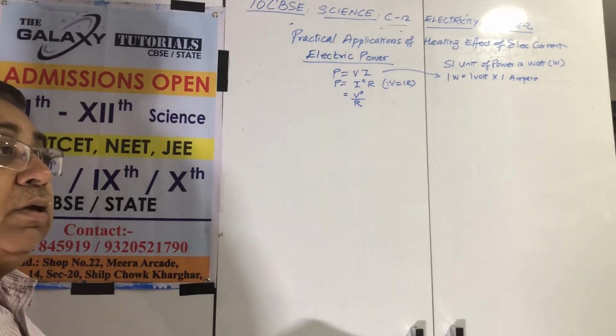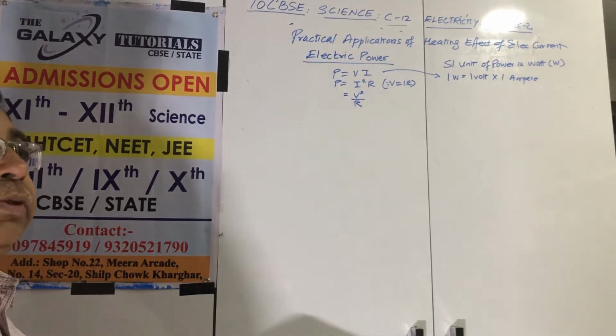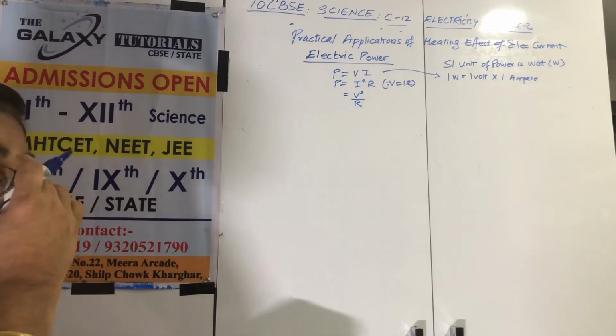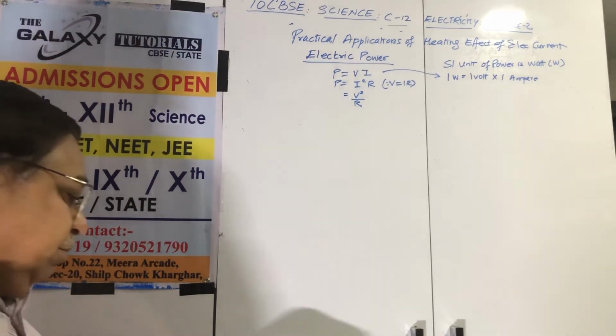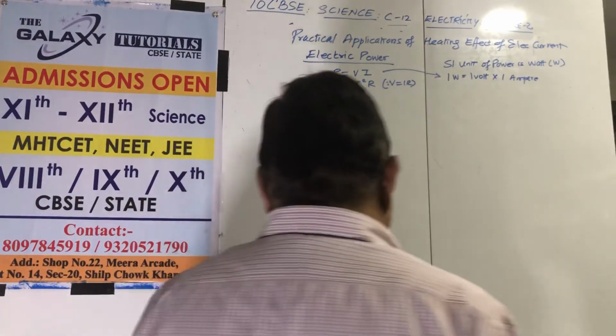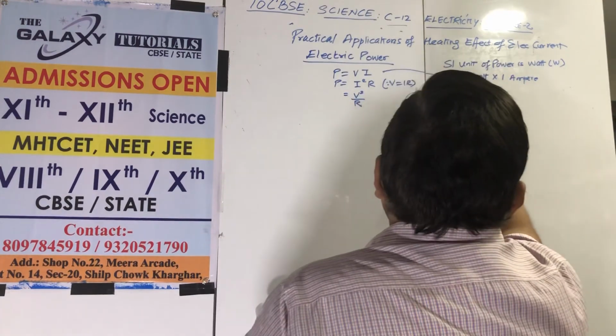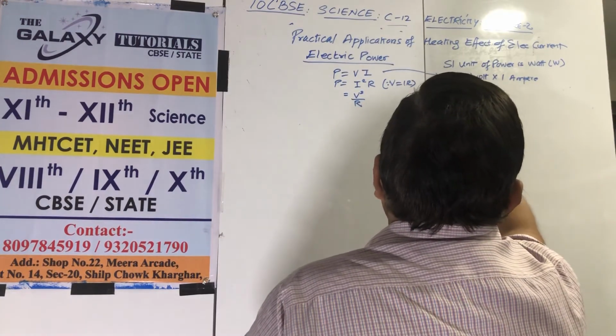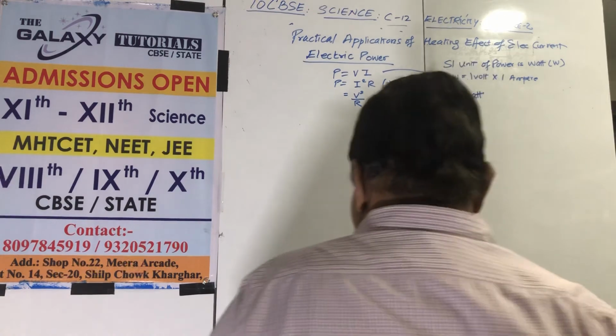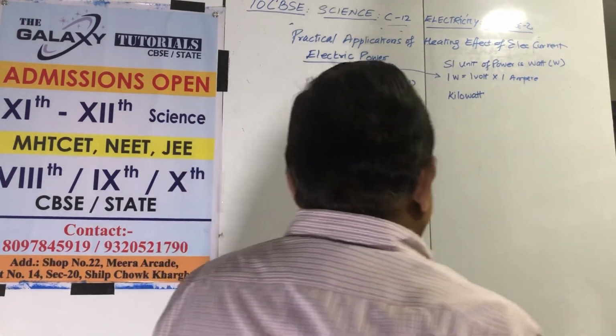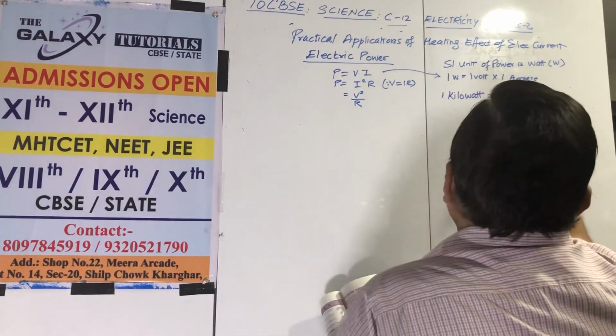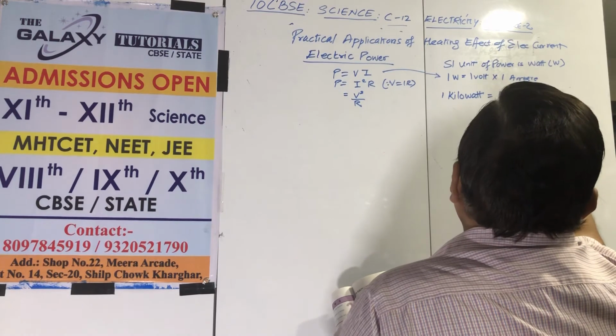Now, every day we are using so much electricity. And if I tell you that you are consuming 30,000 watt, you'll laugh at me. So that is why we made a bigger unit called kilowatt. You divide by 1000 and we have a kilowatt. 1 kilowatt is 1000 watts.